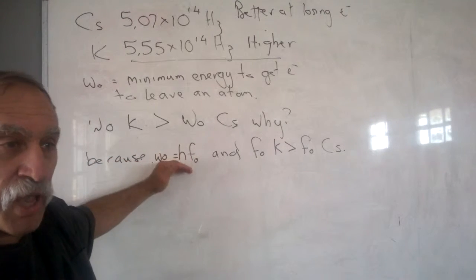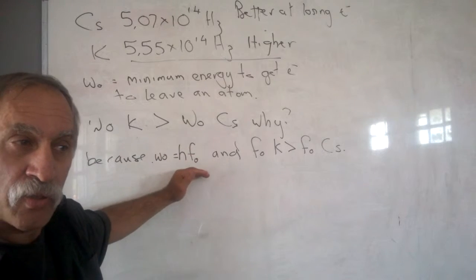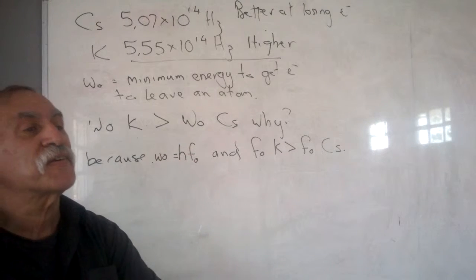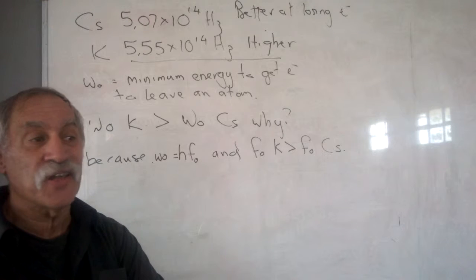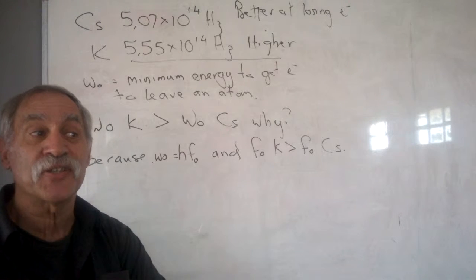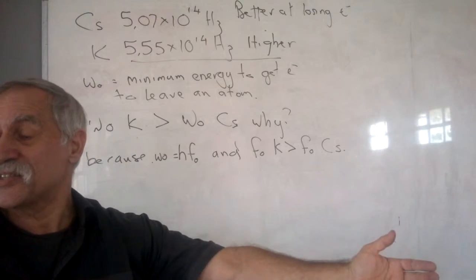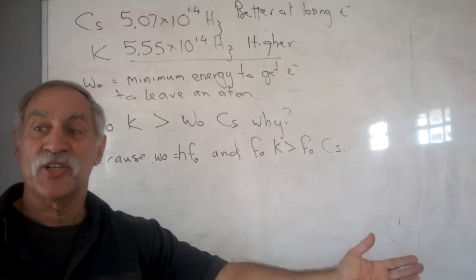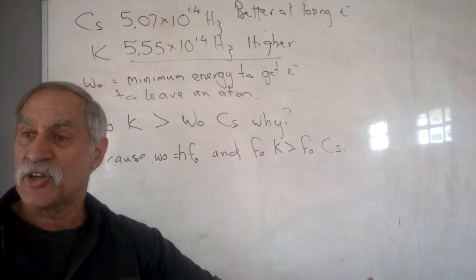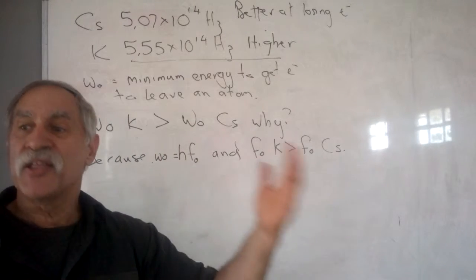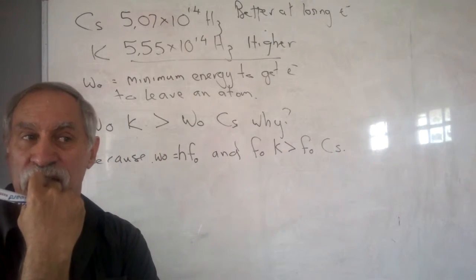So what is the work function? It's equal to Planck's constant times the threshold frequency. Say that. Work function equals Planck's constant times the threshold frequency. Everybody say it. Work function equals Planck's constant times the threshold frequency.